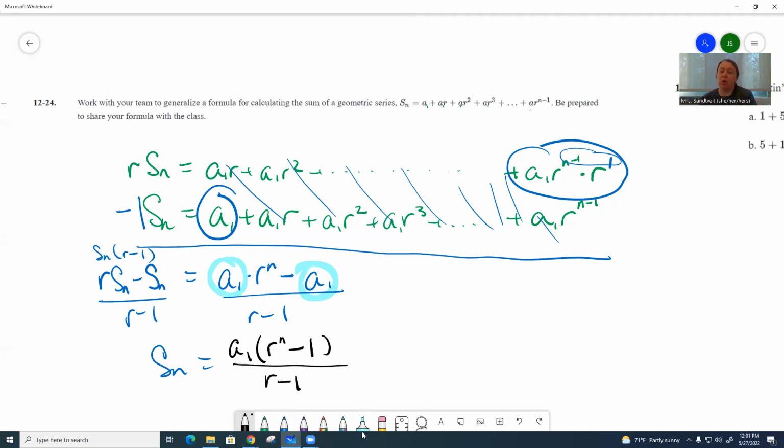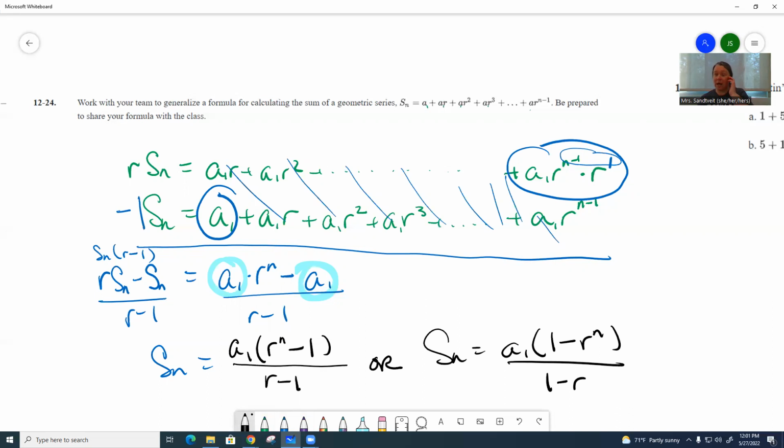Now, it's not important that you can derive the formula. Okay, do you buy that we followed those same steps and that this is what I end up with in general? So you'll see this sometimes for the rule. The other thing you'll see is that if I multiply the top and the bottom by -1, you'll also see it written as a sub 1 times 1 minus r to the n all over 1 minus r.